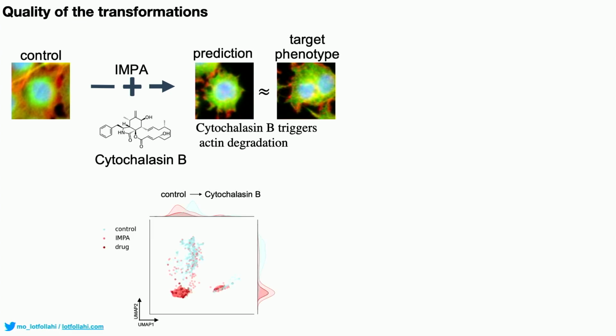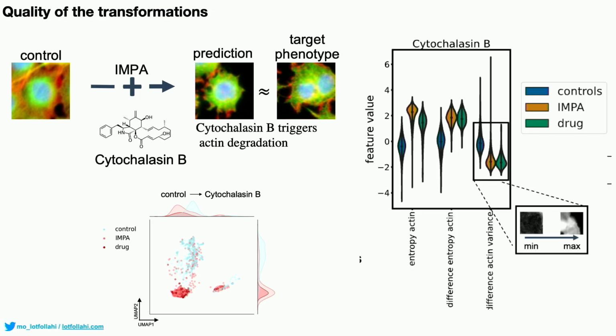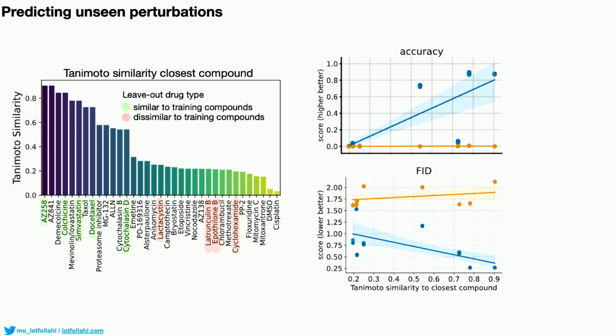What we show here is that if you give it the control cell, this just operates on the images, and then you ask the model what the response to cytochalasin would be, which causes actin degradation, the model is able to generate images that show this effect. Most importantly, we showed that this model can generalize to unseen compounds, compounds it hasn't seen during training. There is a trade-off here: if the compounds are very different from what you've seen in training, the model will not predict as accurately as for the similar ones.